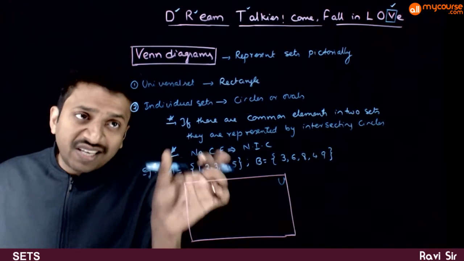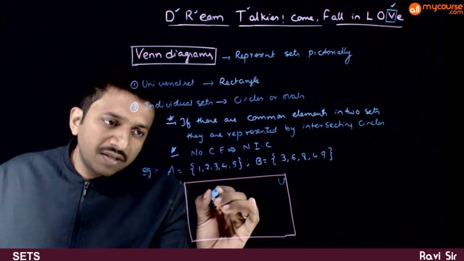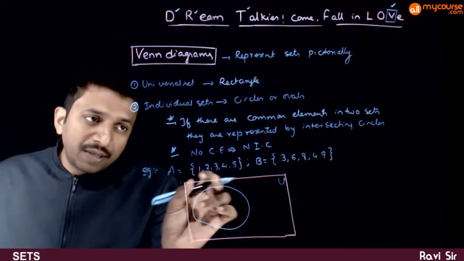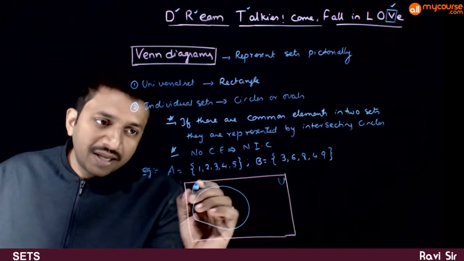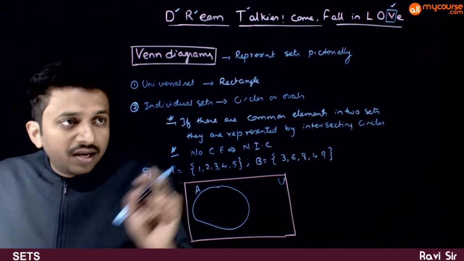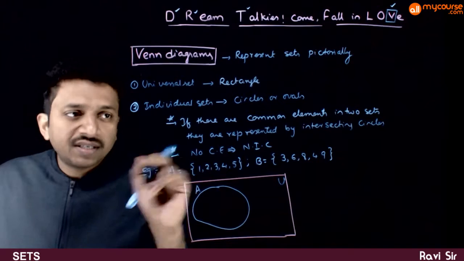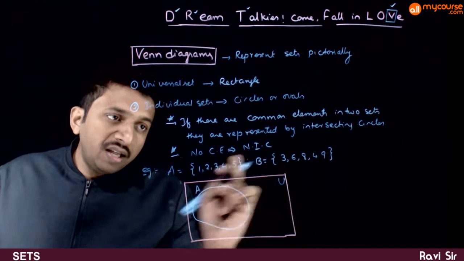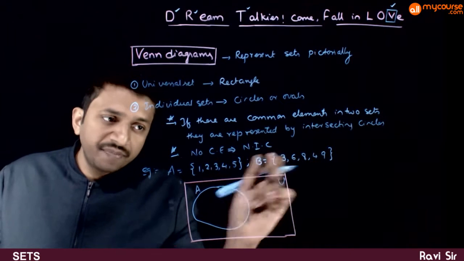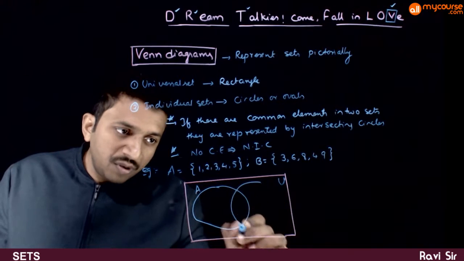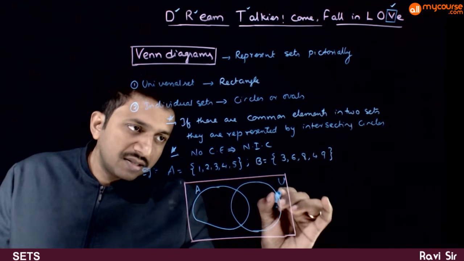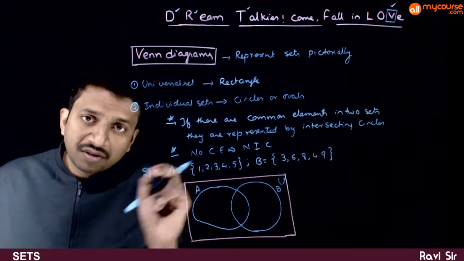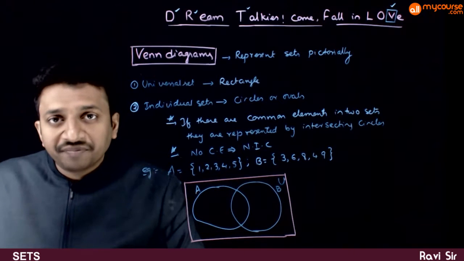Now, individual sets are represented by circles or ovals. So I'll represent this by a circle. That means these elements 1, 2, 3, 4, 5 are present in this circle. Now, if there are any common elements in two sets, they are represented by intersecting circles. So let us see whether there are any common elements or not. 3 and 4 are common, if you see. So I'll represent them using intersecting circles. So this is my set B. Now, I'll fill the elements of these sets in this diagram.